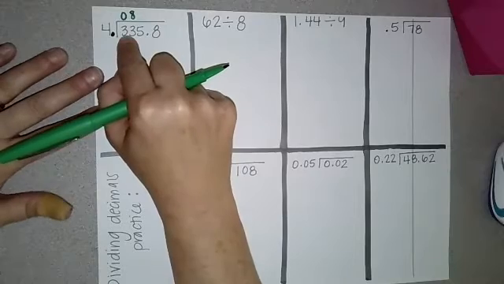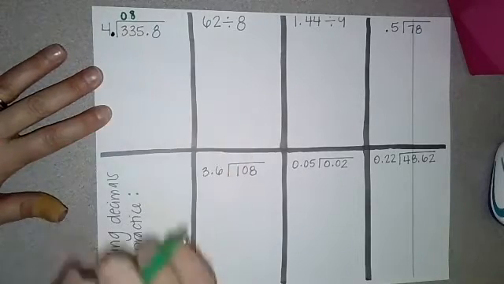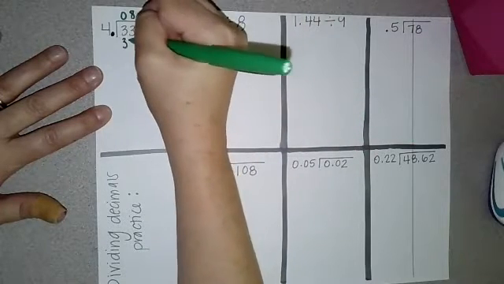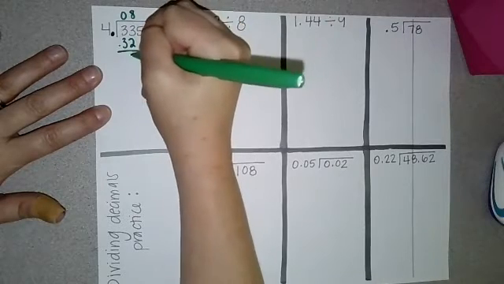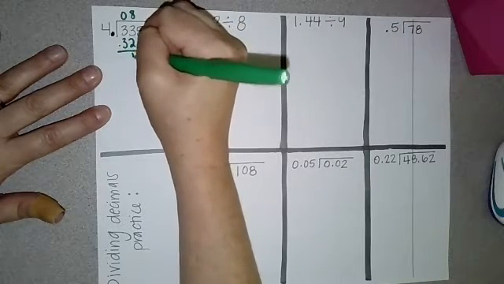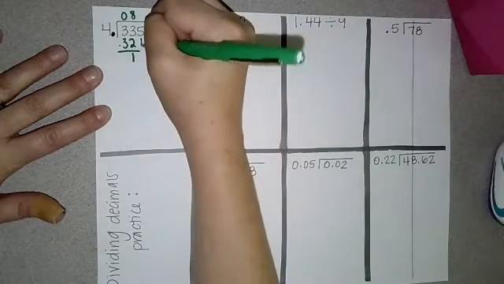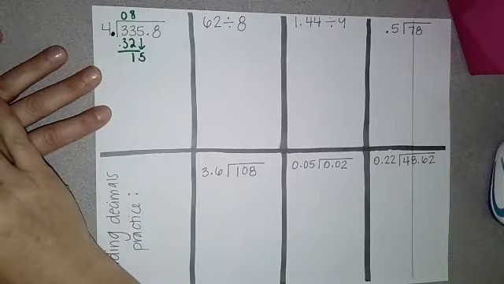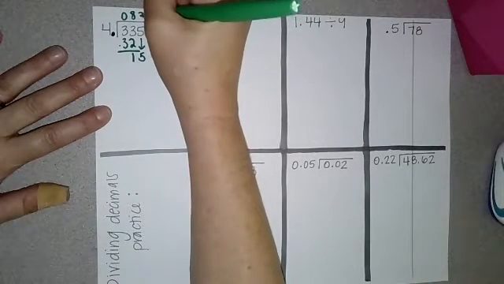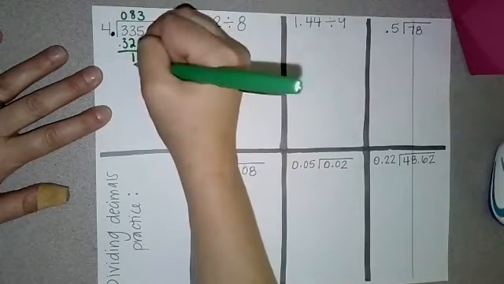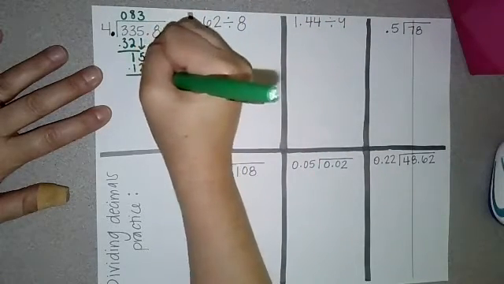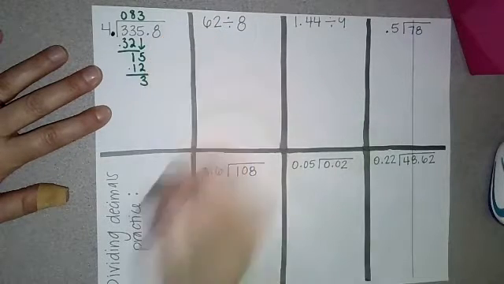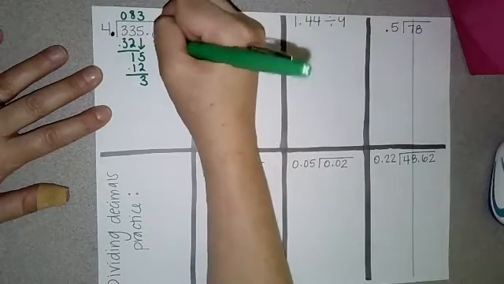4 divides into 3, no times. 4 divides into 33, 8 times. Aaliyah, what's 8 times 4? 32. I'm going to put it underneath here and I'm going to subtract. 3 minus 2 is 1. Then I'm going to bring down the 5. Alyssa, how many 4s are in 15? That is correct. I'm going to put 3 right here. 3 times 4 is 12. And when I subtract, Dylan, what's 15 minus 12? It is 3. Now I'm going to bring down the 8.